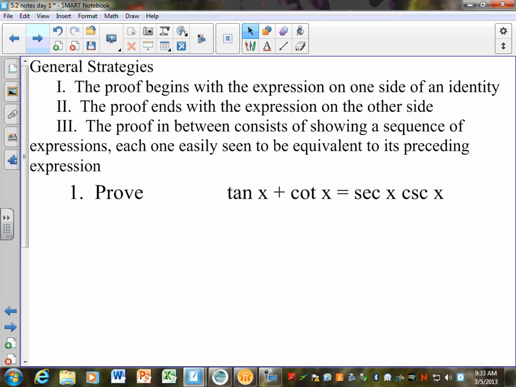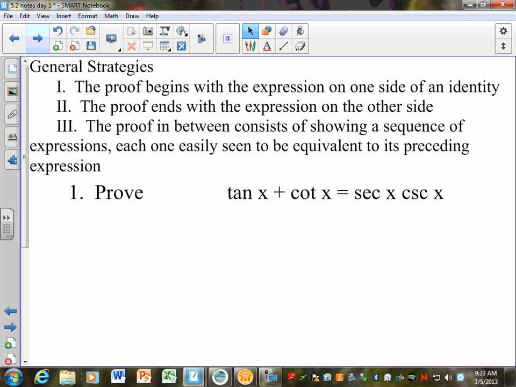You're going to see something on each side of an equal sign. You have to pick one side to work with, so that's why it says the proof begins with the expression on one side. So you can either choose to start with the right side or the left side, it doesn't matter, but you got to pick one side.